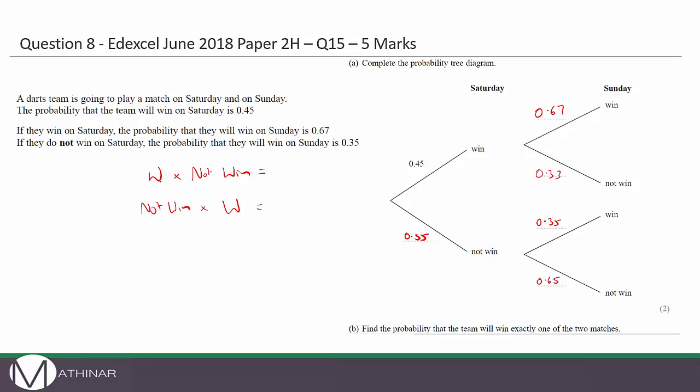So the probability that we win the first game, which is 0.45, and then we do not win the second one, is going to be 0.33. And if we do not win the first one, that's 0.55, which means we'd have to win the second one, which would be 0.35. We're going to work these out, and then we add them together because it could be this outcome or this outcome.